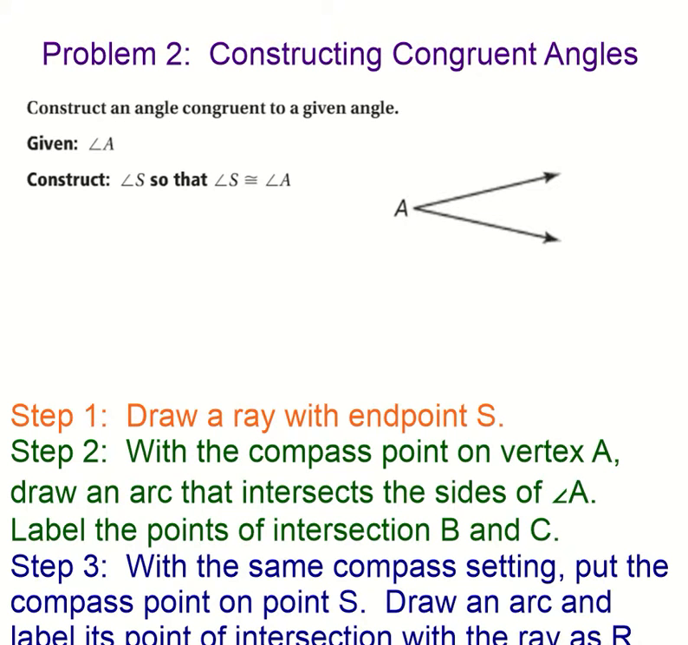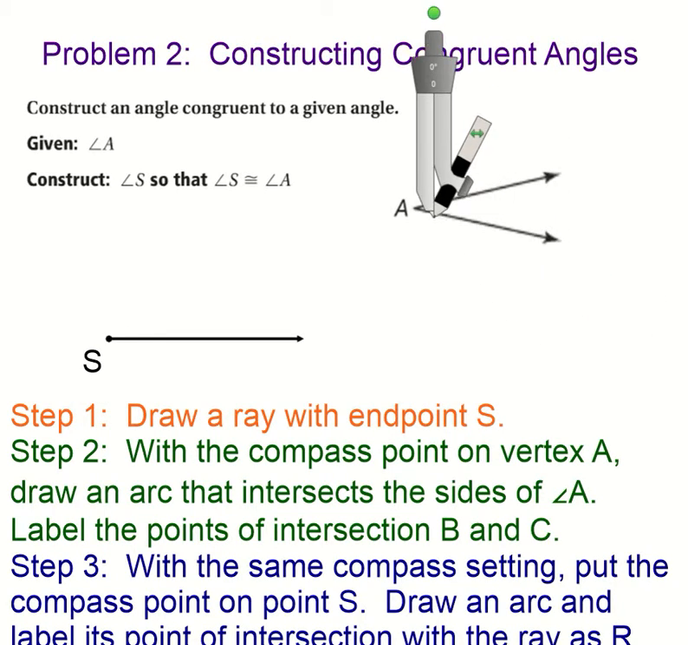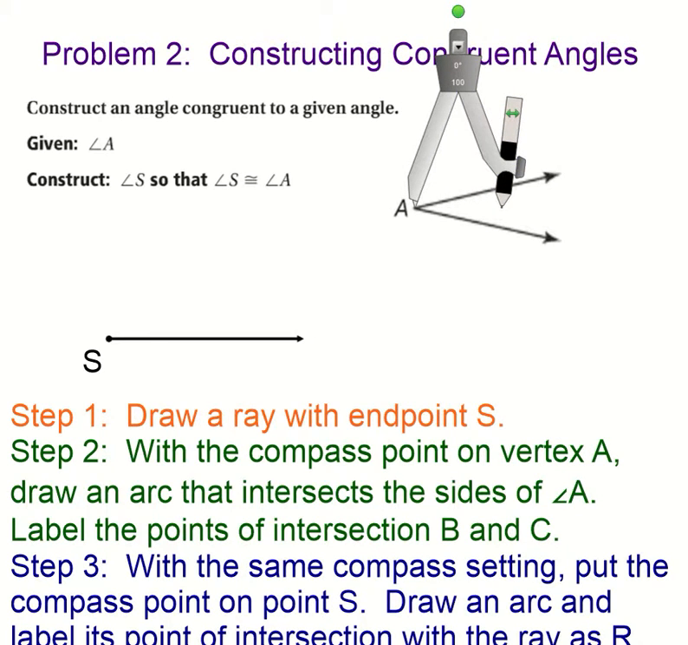And so here now, we've got another construction we're going to make, so let's get a compass out. It says, given angle A, construct an angle S so that it is congruent to angle A. The first step, once again, is to draw a ray with an endpoint S. So here's my ray, and I'm going to label that endpoint S. Then we take our compass and line it up on the vertex A. So there's my vertex.